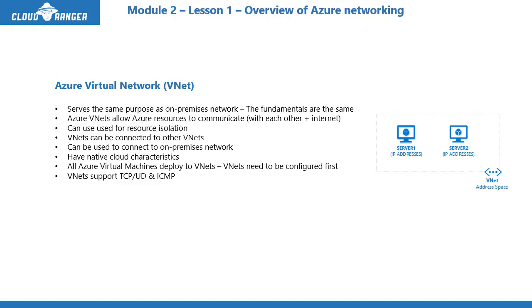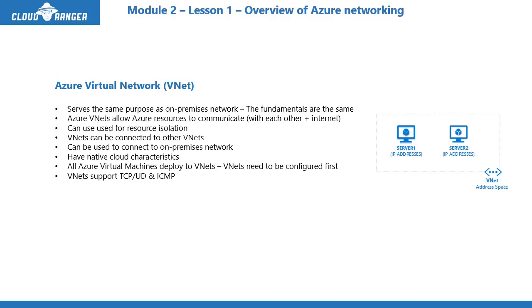So if you are familiar with an on-premises network, you know how an on-premises network gets built, you'll find out that this is so easy to do on Azure, right? It serves the same purpose as the on-premises network, and the fundamentals are pretty much the same. The Azure VNets allow basically Azure resources to communicate both with each other as well as the internet.